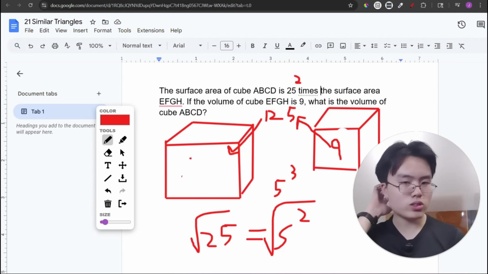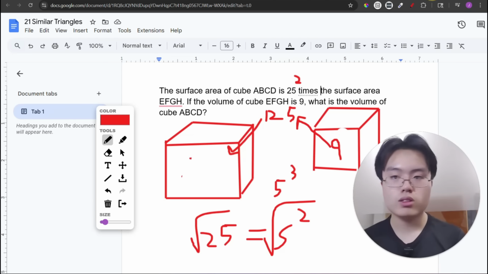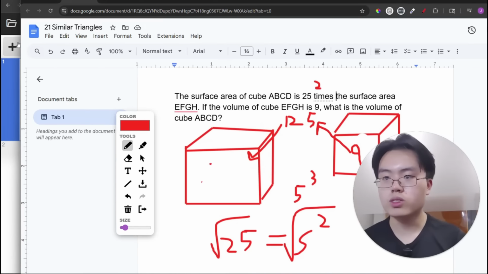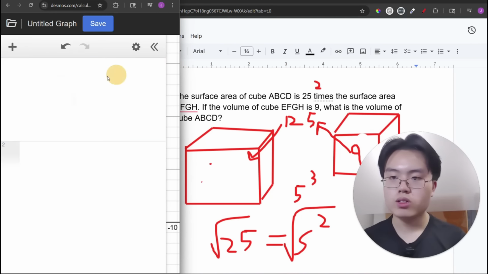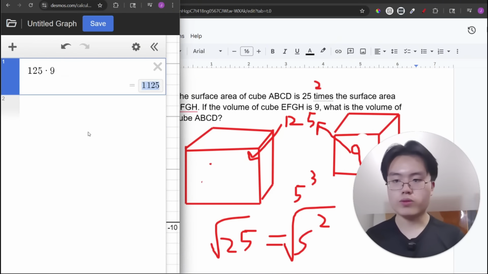which I don't even know what 125 times 9 is. My brain is not fast enough to do that. Actually, it probably is, but I'm too lazy to do it. So I'm just going to do Desmos. So 125 times 9, 1,125. Okay, that's the answer. That's going to be the volume of the big one.